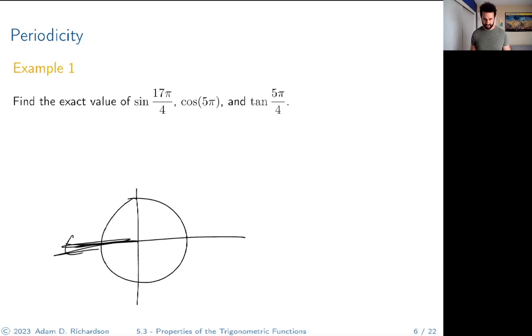All right, what's cosine of this angle? This is the angle pi. Cosine of pi is -1. All right, horizontal displacement is -1. All right, what about tangent of 5 pi over 4?